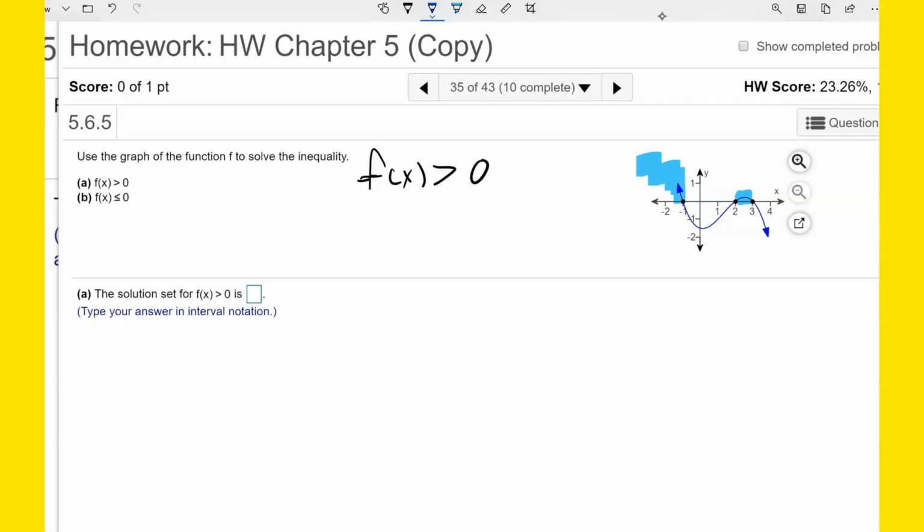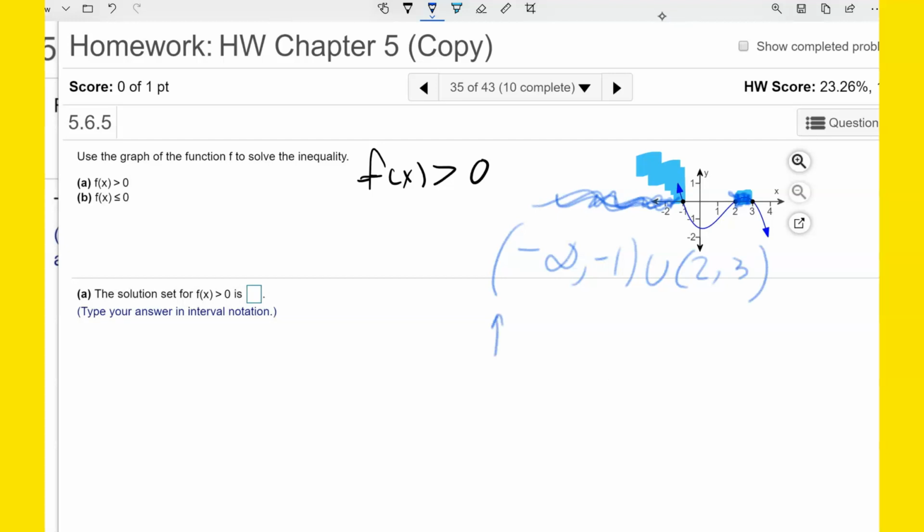Well, that's true for all of these values of x, right? From negative infinity to negative 1. And it's also true for this part. What are those values of x? Well, that's just between 2 and 3. 2 to 3. Now notice I put parentheses.